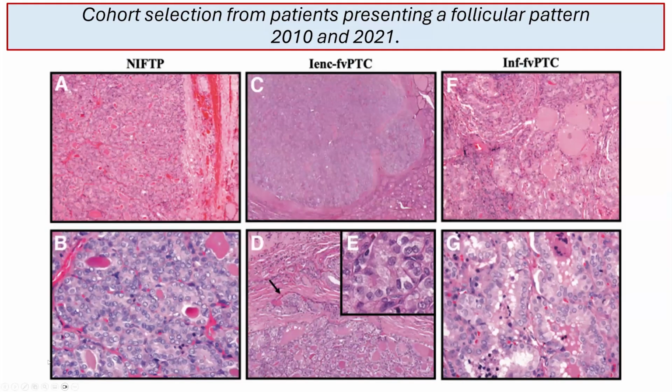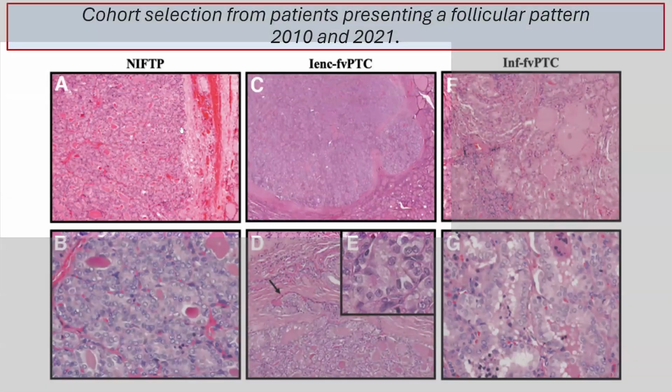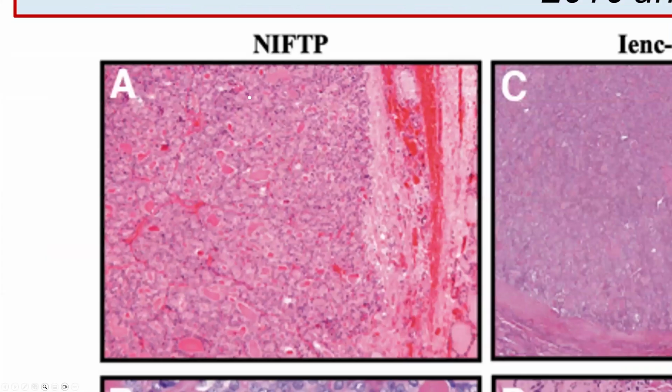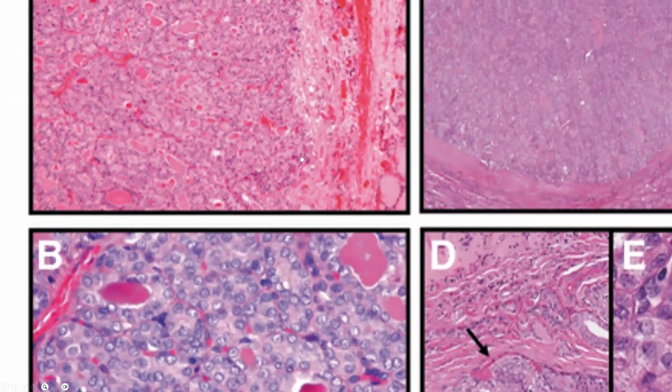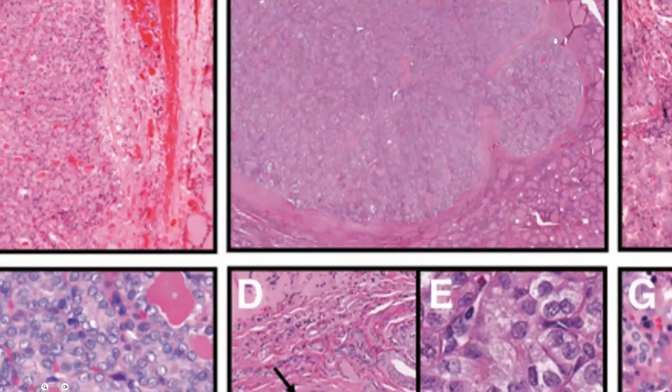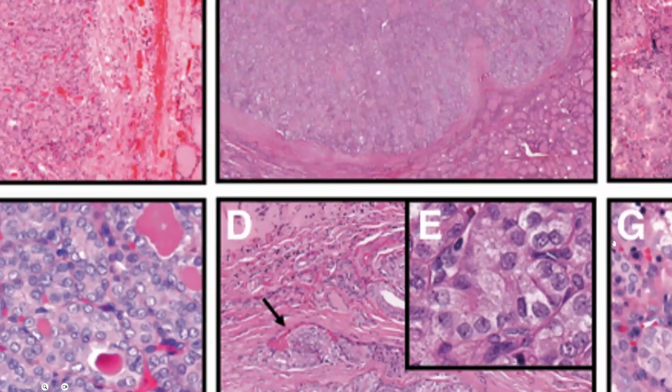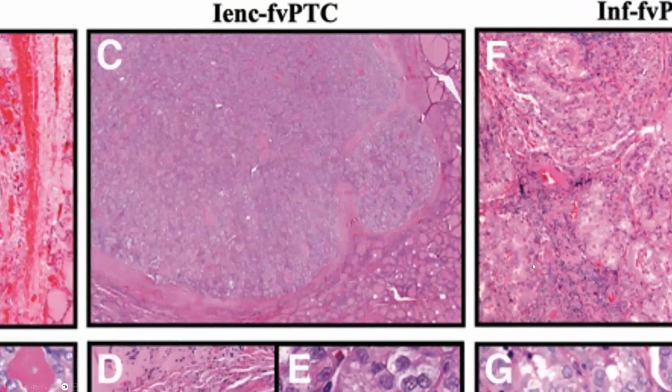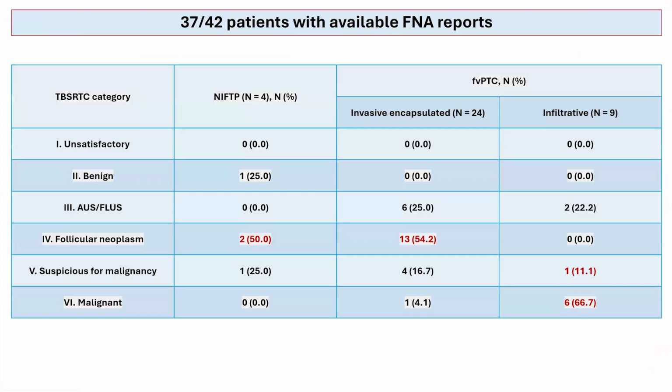I tried my best to get this picture here, but you can see this is a NIFT-P, which is an encapsulated tumor and has nuclear features of papillary carcinoma. This is more of an invasive tumor, which is invading its capsule, going into the surrounding thyroid. And this is more of an infiltrative tumor, which does not have a tumor capsule.